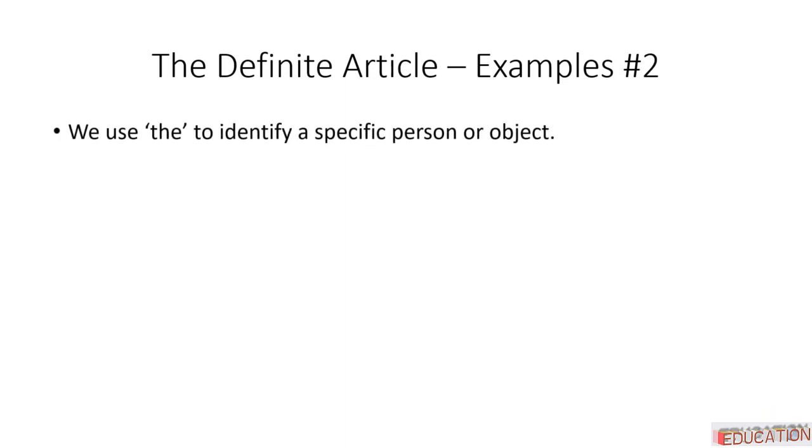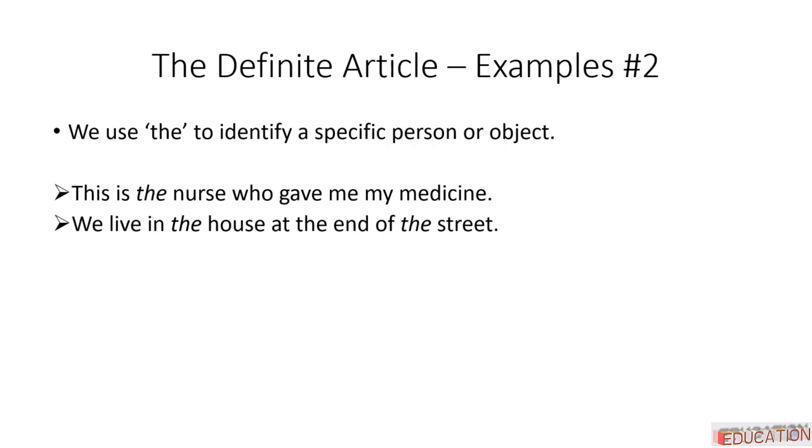And we use the to identify a specific person or object. So this is the nurse who gave me my medicine. Not any old nurse, but this one, this nurse. We live in the house at the end of the street. So the house and the street, this specific house, this specific street.